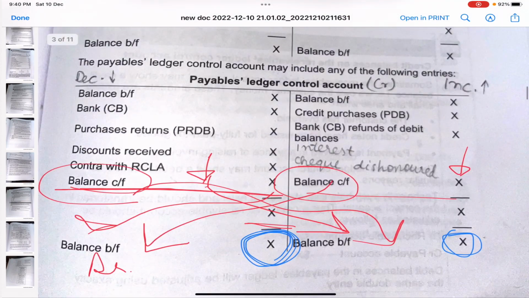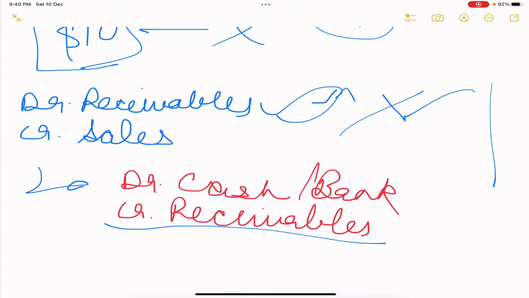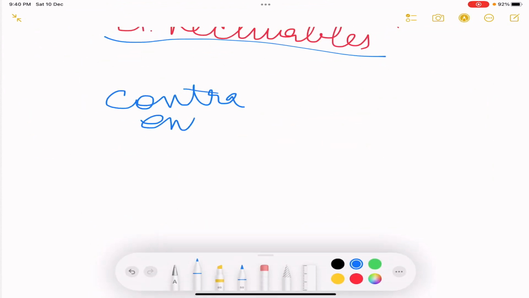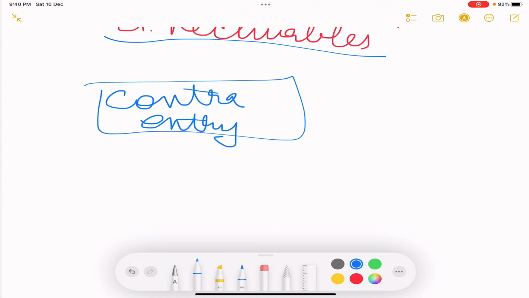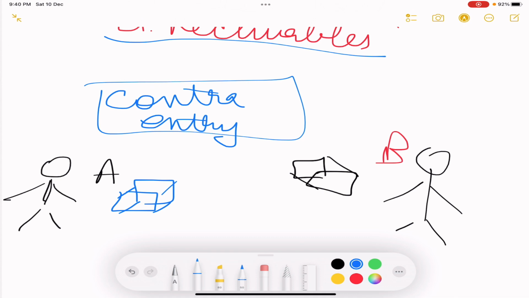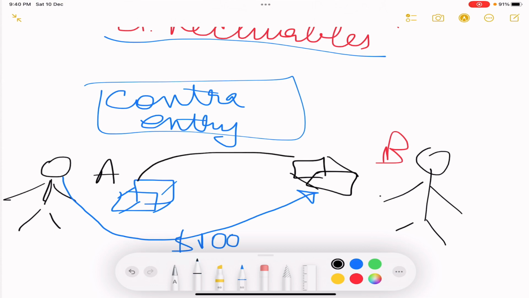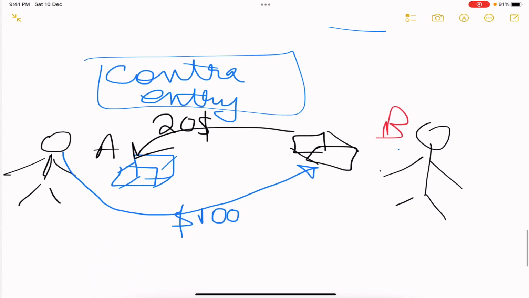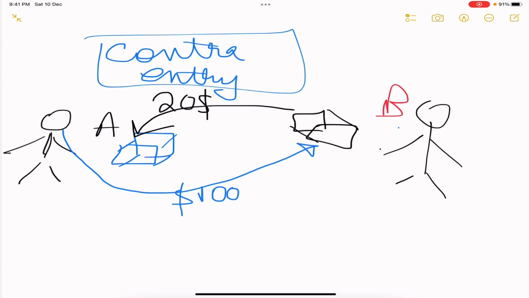Okay, so now let's talk about what contra entry really is. Now, what is contra entry? So contra entry is basically like a double effect. So let's assume that I am A, and this is B. Now I purchased something from B for, let's say, $100, and B purchased something for $20 from me. So which means A has to pay $100 to B and B has to pay $20 to A.